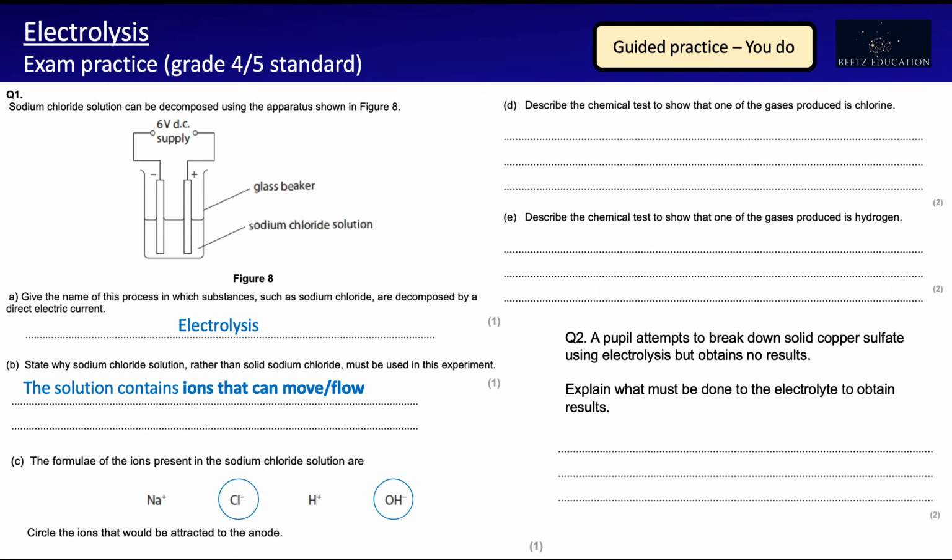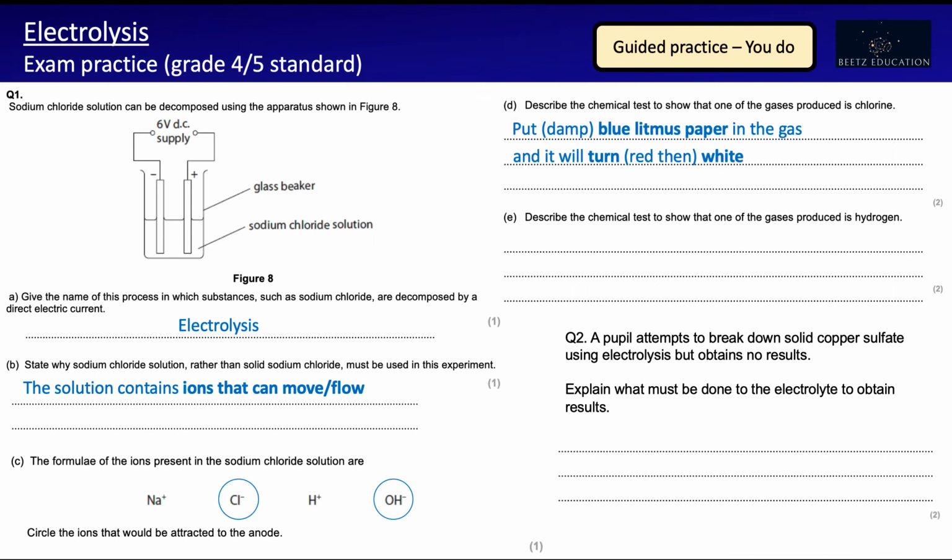Test for chlorine, 1 mark for mentioning blue litmus paper. Okay, damp isn't essential, it's in brackets, but always a good idea to include. And what we would observe is that it would turn red, then white. Bits in bold there are the essential details. 1 mark for the first line, 1 mark for the second.